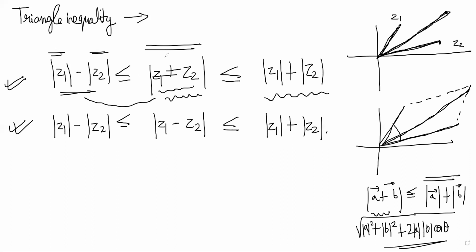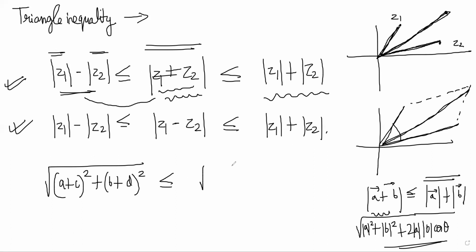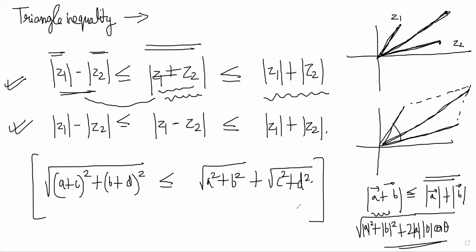Basically, what we are trying to say here is, mod of this is what? This is a plus c plus b plus di. So root over a plus c whole square plus b plus d whole square is less than or equal to root over a square plus b square plus root over c square plus d square. This is what the inequality boils down to, and you can prove it algebraically. You can try to take squares and all, and try to prove this true as an algebraic statement, but it is an obvious geometrical fact.